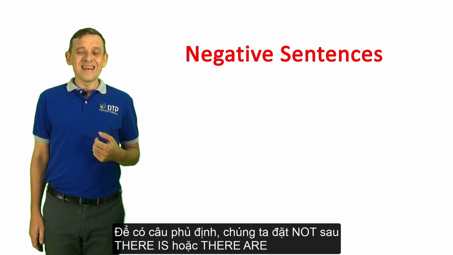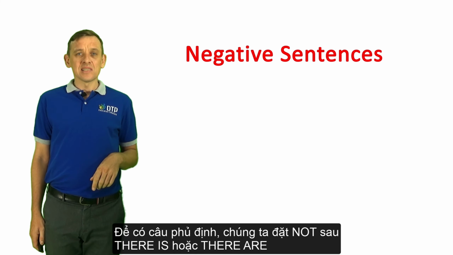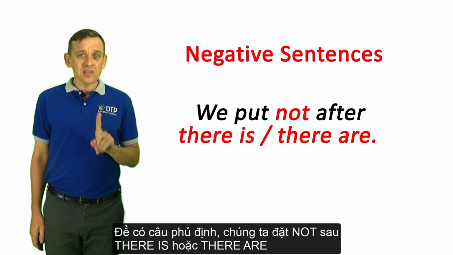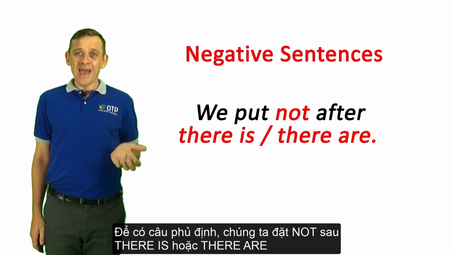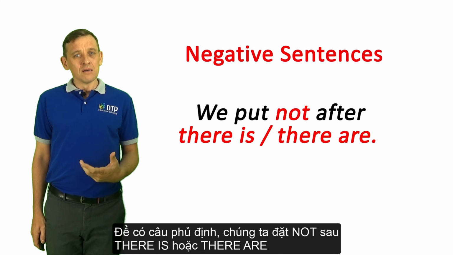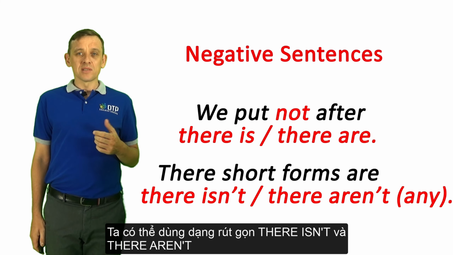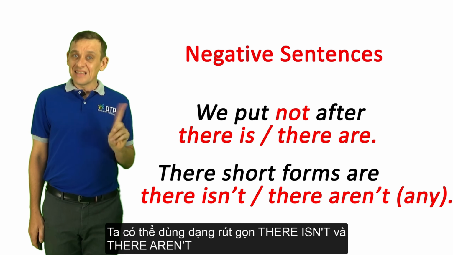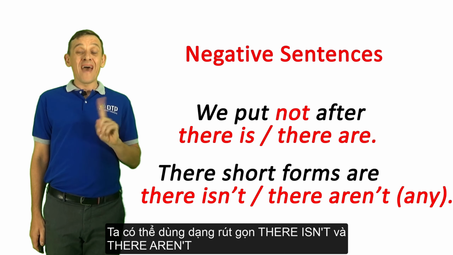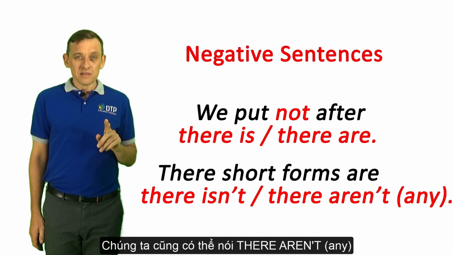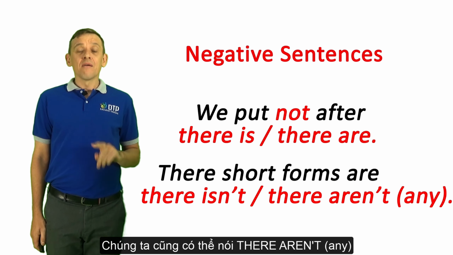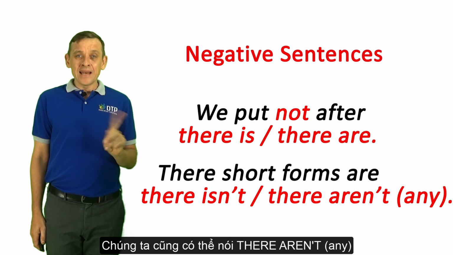Now, to make negative sentences, we put not after there is or there are. And we use the short forms. There isn't. There aren't. We can also say there aren't any.